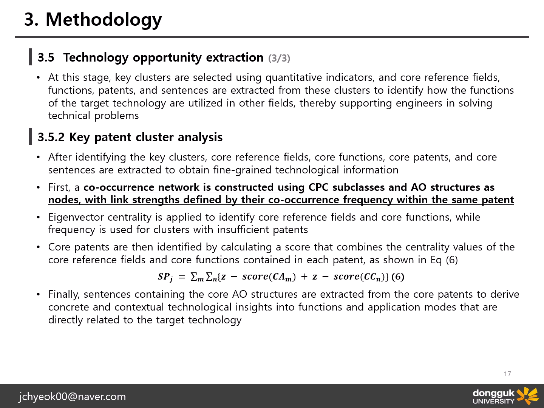Core patents are then identified by combining the centrality values of core reference builds and functions, as defined in equation 4, and sentences containing core AO structures are extracted to derive technological insights directly related to the target technology.